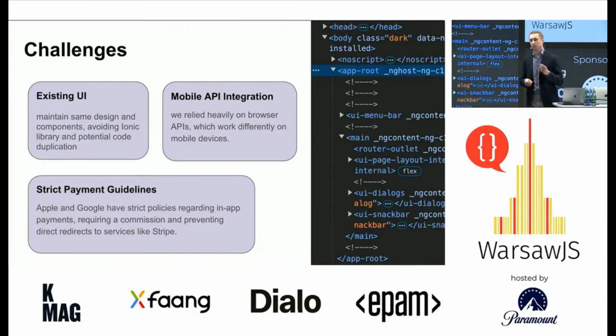And last but not least, the payment guidelines with Apple and Google are very strict because they want to take the commission. Apple takes 30% of commission and you can't avoid it. Because in their rules, it's beyond the law to avoid. You can't redirect somewhere, so it's like illegal.